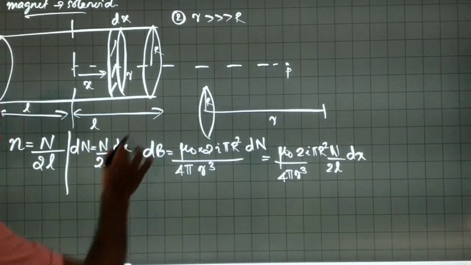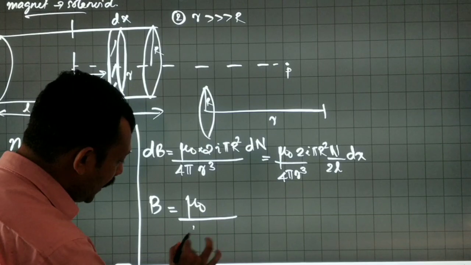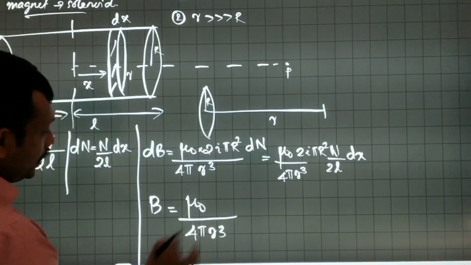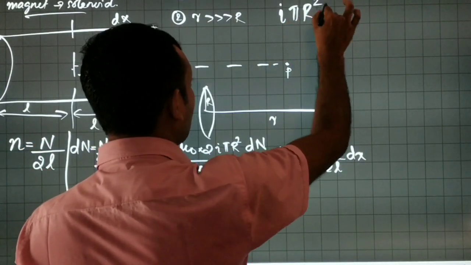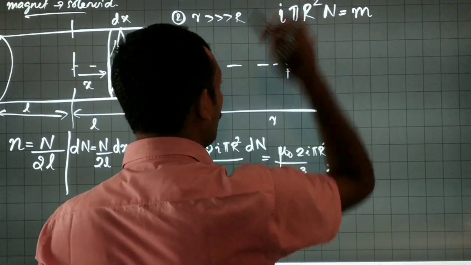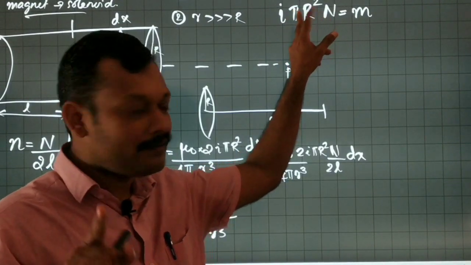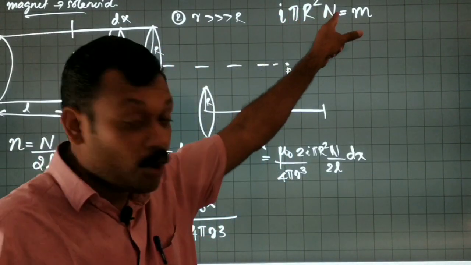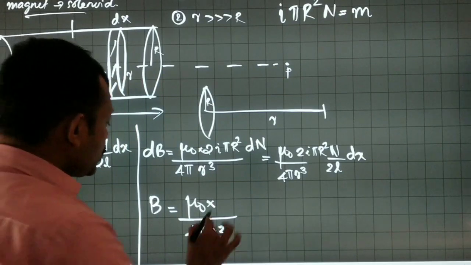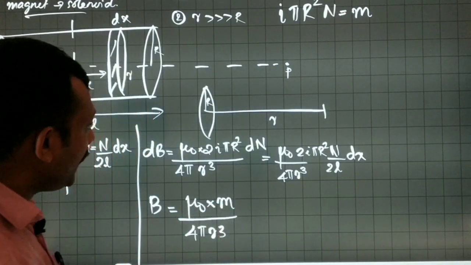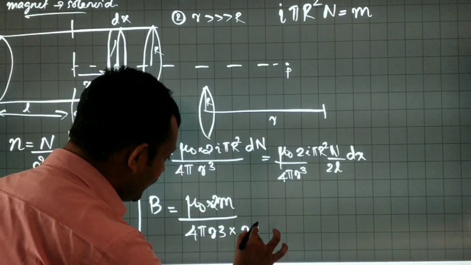Okay, from here, what I am going to do is find the value of B. B is equal to mu 0 by 4 pi r cube into I pi r square n, which is what is called magnetic moment. I pi r square, that is I into A, is the moment of one turn, and the solenoid has N turns, which means total magnetic moment is equal to I into pi r square into N. So B is mu 0 by 4 pi r cube into 2m, again with 2L in the denominator.